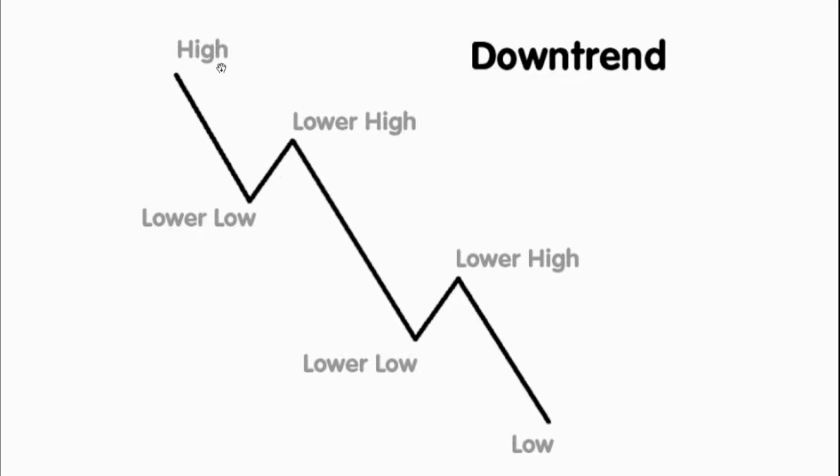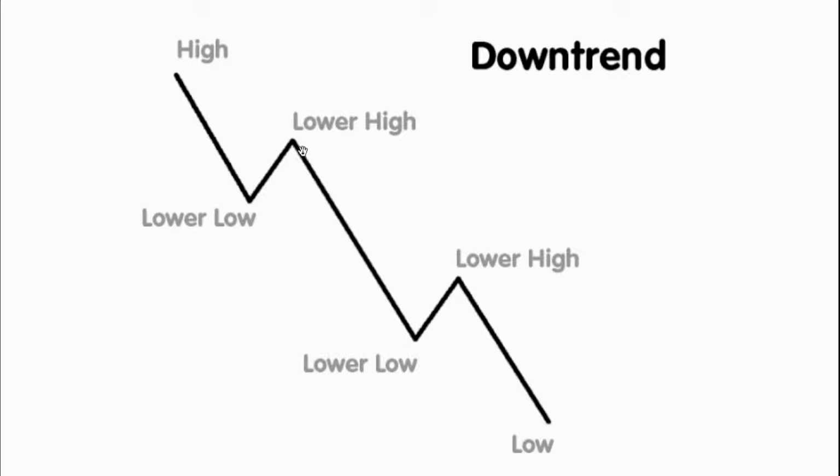You can see there is a high over here and the price falls down. It forms a new low. Now this low is lower than the previous low, and therefore the name lower low. Now the price pulls back a little bit, goes up, and forms a high. You can see this high is lower than the previous high that the price formed. The new high is lower than the previous high, and therefore the name lower high.